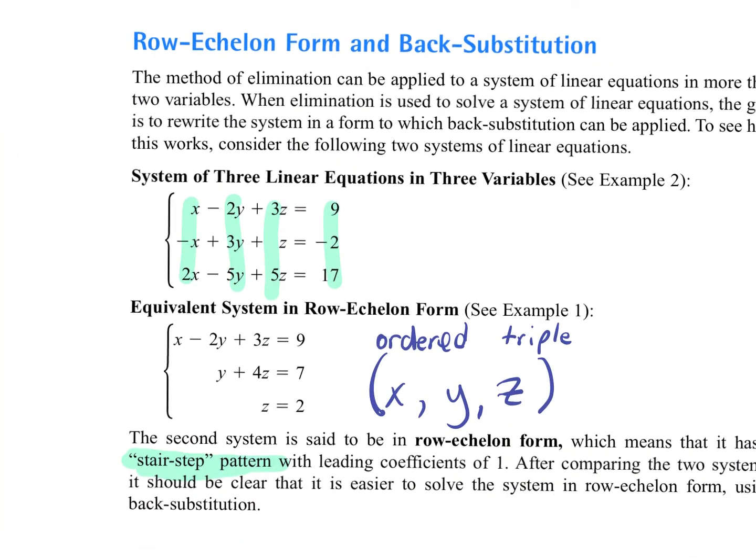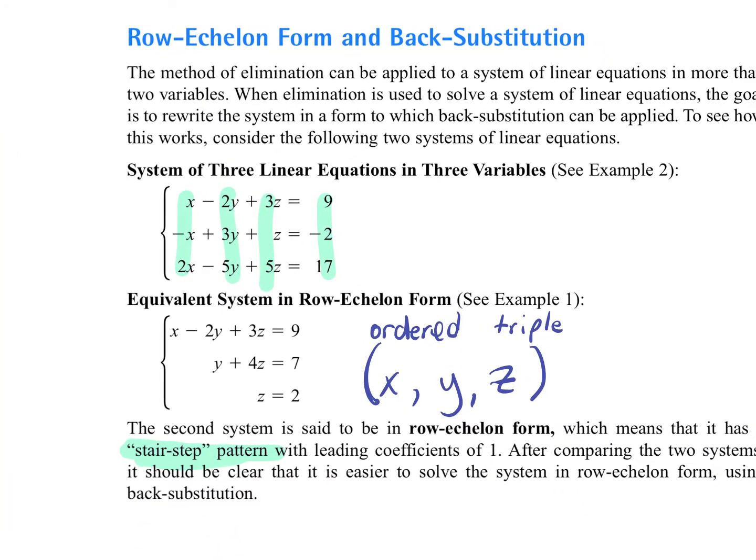We will get to a point where we start off with a set of linear equations like this, and we somehow algebraically move it into this, which is called row echelon form. But we're not going to do that today. What we're going to do today is learn how to solve using back substitution and to determine if something is a solution or not.